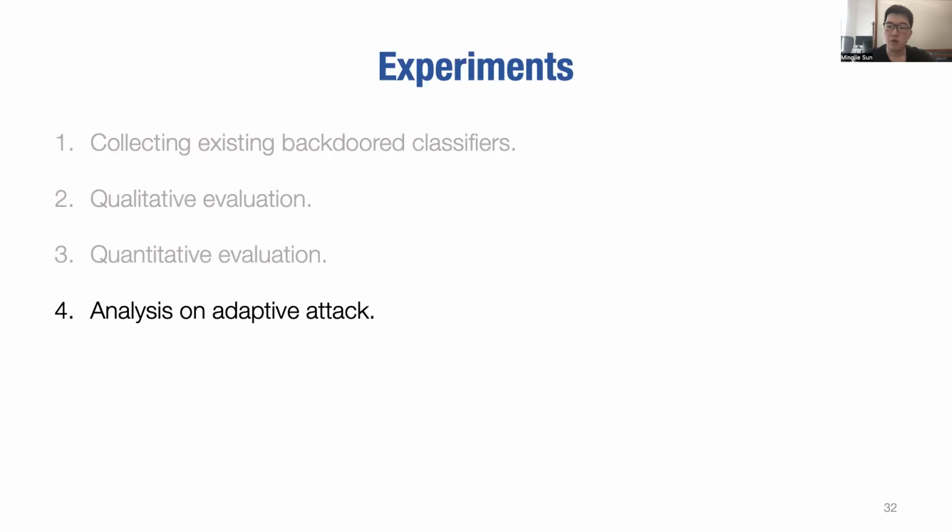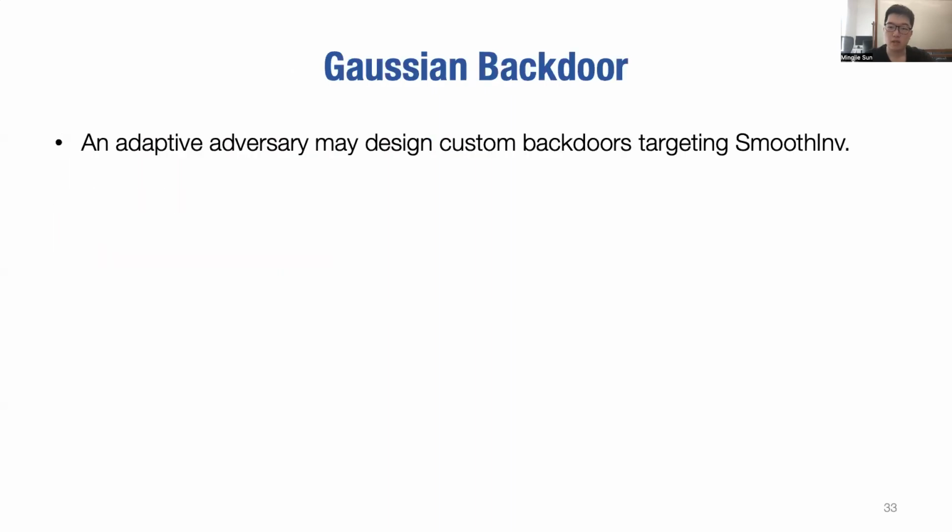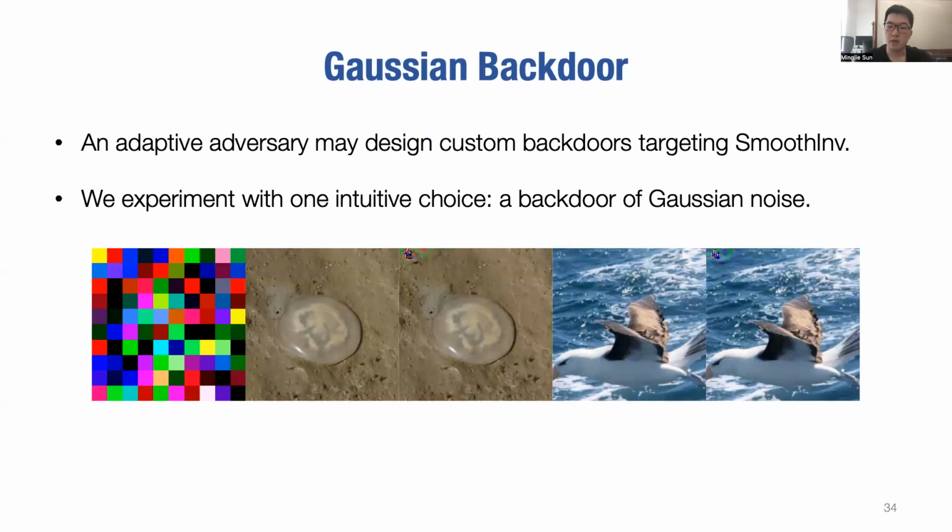Last, we perform a preliminary study on possible adaptive attacks on our approach. In practice, an attacker may adaptively design a backdoor targeting our method SmoothInv. One immediate choice is a backdoor with pure Gaussian noise. This is because randomized smoothing also adds Gaussian noise to clean images, which may obfuscate a Gaussian backdoor. We find that our approach is still able to reconstruct visually similar backdoor patterns in this adaptive setting.